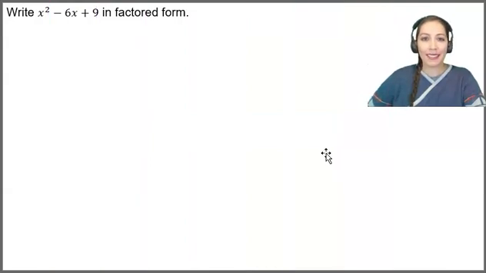Write x squared minus 6x plus 9 in factored form. How do I write a polynomial in factored form?